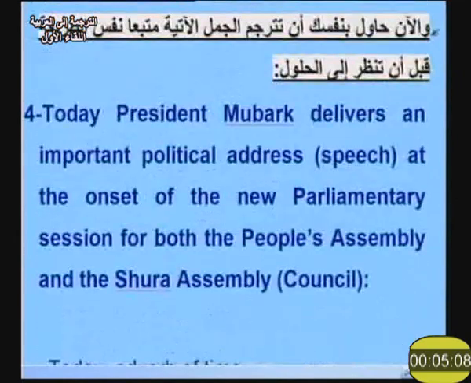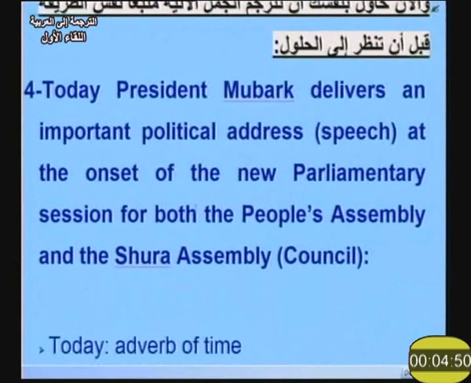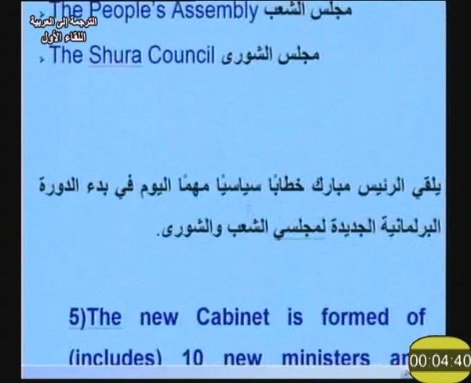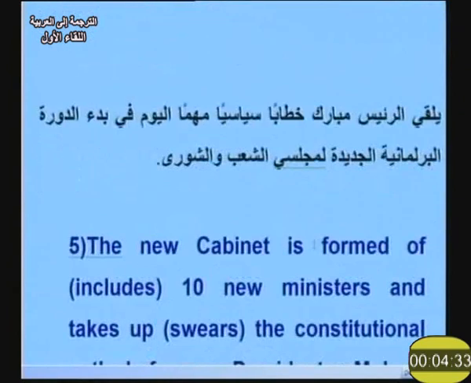Here, today President Mubarak delivers. The verb is delivers and it has future tense as well. سيلقي أو يلقي الرئيس مبارك خطابا سياسيا هاما اليوم في بداية الدورة البرلمانية الجديدة لكل من مجلس الشعب والشورى. Again, we have the translation: يلقي الرئيس مبارك خطابا سياسيا هاما اليوم في بدء الدورة البرلمانية الجديدة لمجلسي الشعب والشورى.